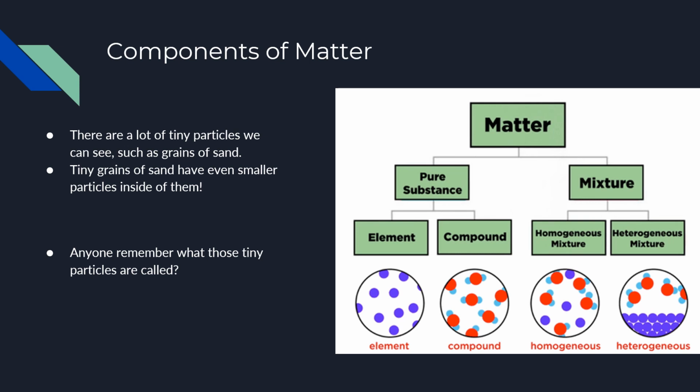image here to the right, we have matter, which is broken down into pure substances or mixtures. With a pure substance, you have elements and compounds. With mixtures, you have homogeneous mixtures and heterogeneous mixtures. Again, there goes our root words of homo and hetero. Homo meaning the same, hetero meaning different or apart.